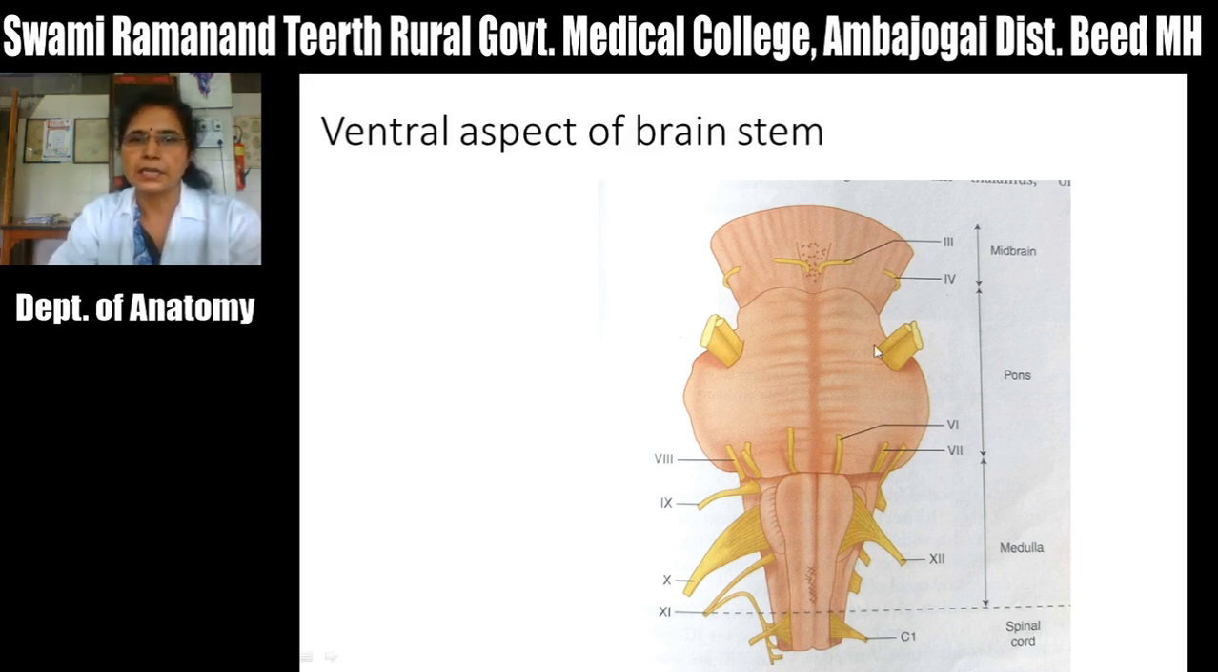Then pons gives attachment to the fifth cranial nerve. At the junction of pons and medulla, that is at the pontomedullary junction, there are three nerves attached, that is abducent, facial and vestibulocochlear, that is 6, 7 and 8. And medulla gives attachment to the last four cranial nerves. 9, 10 and 11 cranial nerves are attached to the posterolateral sulcus, and this 12th cranial nerve is attached to the anterolateral sulcus.